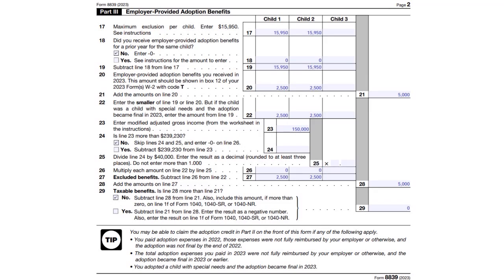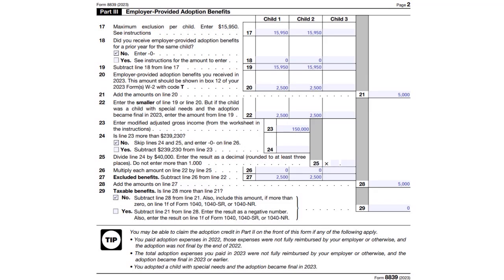Line 19, we have 15,950. Same amounts for child one and child two. Remember, child one is a biological one. Child two is adopted. And on line 20, we have 2,500 in both cases. And when you add those two, 20A and 20B, you have 5,000. You put that on line 21. And for line 22, you follow the instructions, 2,500 in both columns. And the adjusted gross income, 150,000. That's what I used a little earlier.